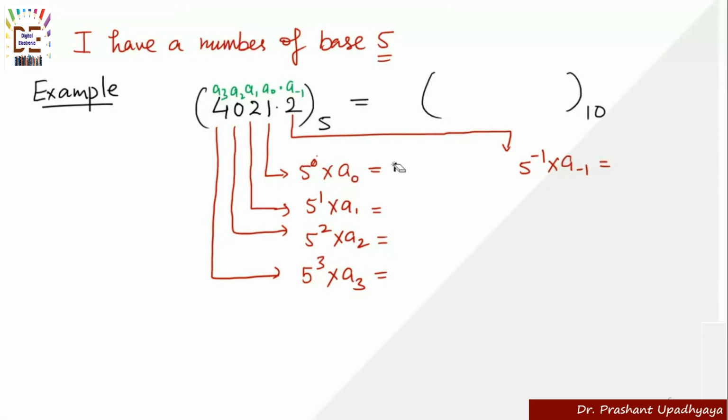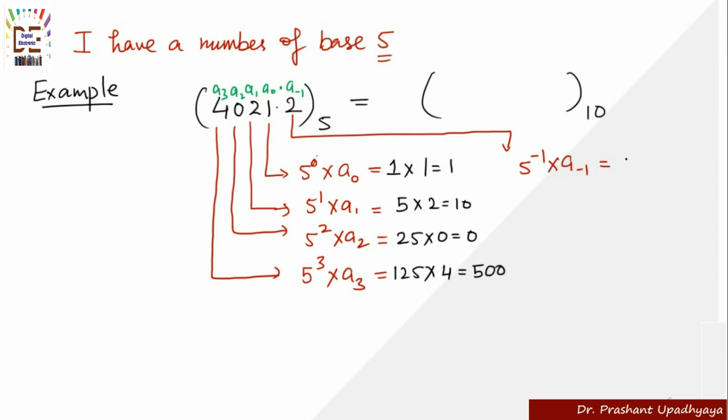What will be 5 raised to power 0? 1 into, what is the value of this? 1. This will come out to be 1. 5 raised to power 1 means 5. What is the coefficient value of A1? It is 2. 5 times 2 is 10. 5 squared is 25. What is the coefficient value of A2? A2 value is 0. So it will come out to be 0. 5 raised to power 3 is how much? 125. 125 multiplied by the coefficient value of A3, which is 4. So what will be the answer? 500. Okay, 125 into 4 is 500.